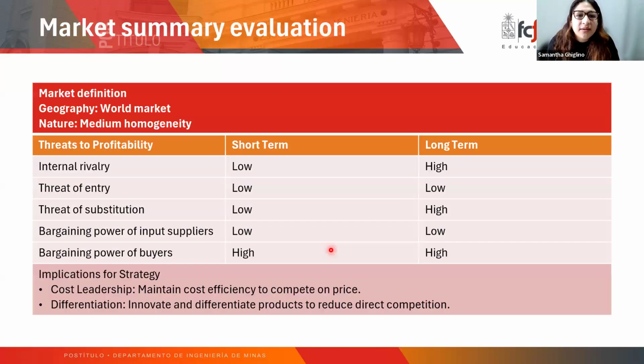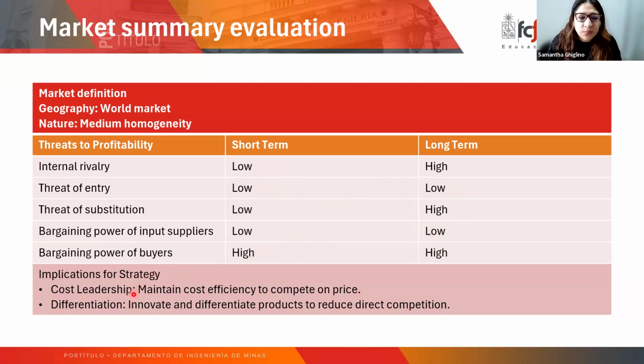So to put this all together, this is our summary chart that we have prepared. We didn't have a medium point, so we only chose between low or high. As I mentioned before, internal rivalry will be low in the short term, but high in the long term. The threat of entry will be low in both short and long term, because it's not going to be more flexible from one day to another, and projects don't arise from the ground from one day to another. The threat of substitution is currently low, but we think it will be high, and the bargaining power of suppliers is low, and the power of buyers will be high.